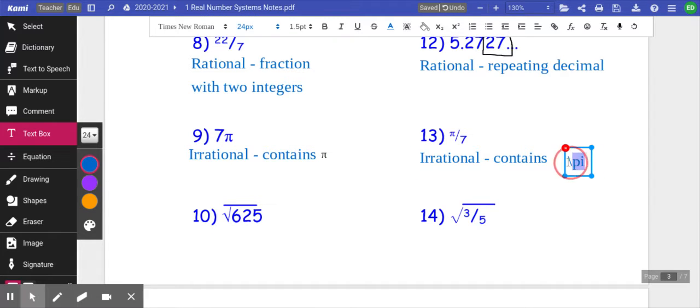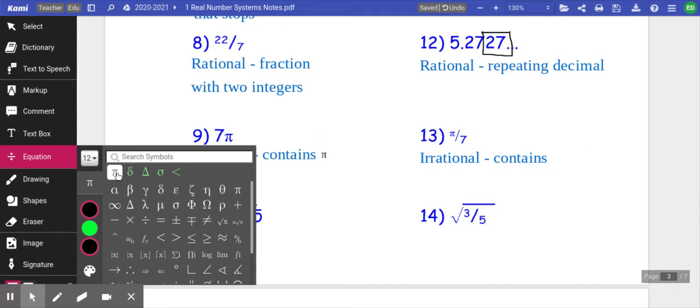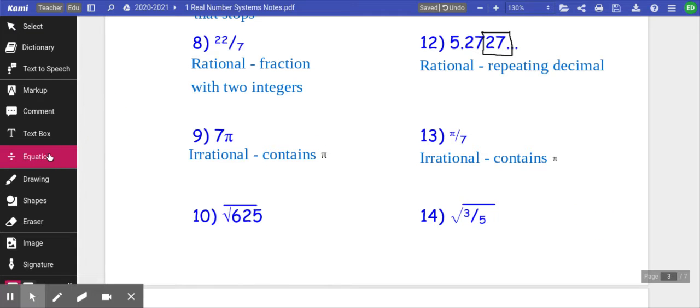Oop, that didn't work. So I'm going to have to insert it again, but this is good practice with Kami, guys. You hit equation, and you would hit the pi symbol. So you're going to click on the screen to insert it. And there's pi.